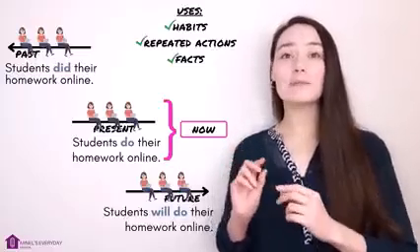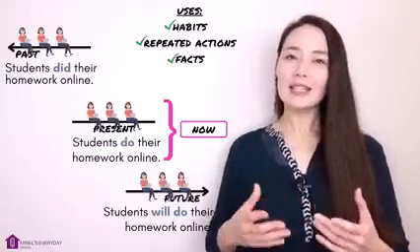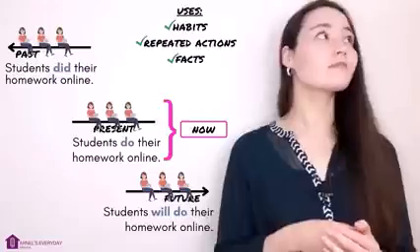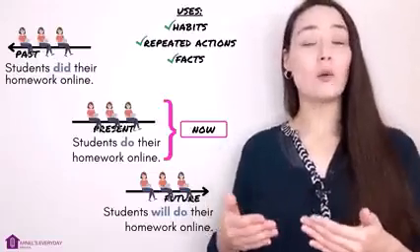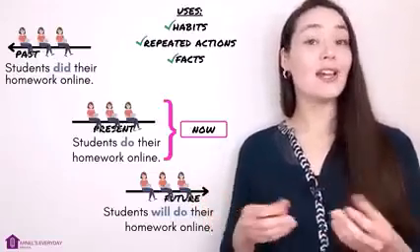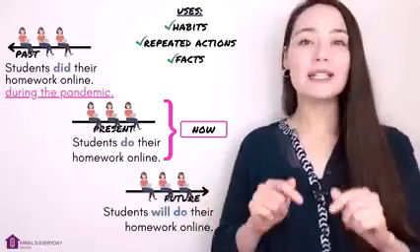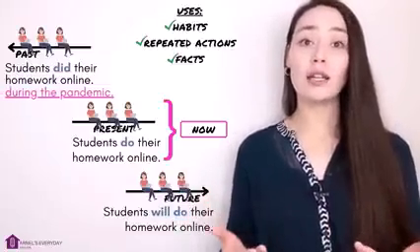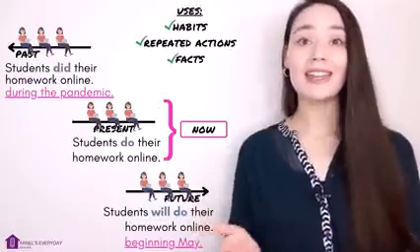Again, for the past simple and the future simple, let's give a specific time. We need a bit more detail. Students did their homework online. When? During the pandemic. But now they don't need to. Students will do their homework online beginning May.